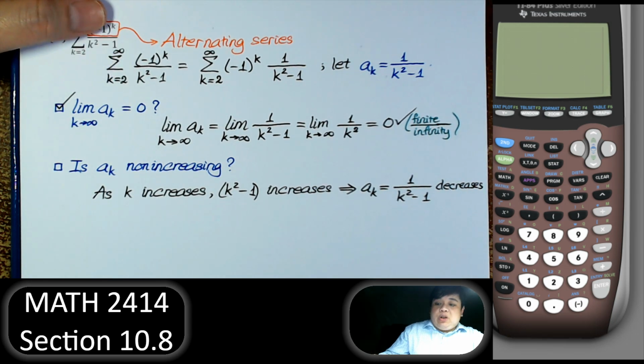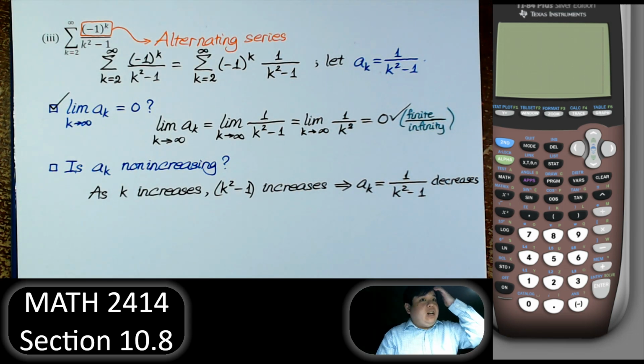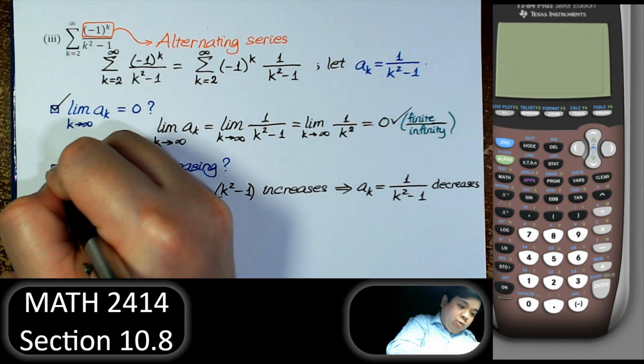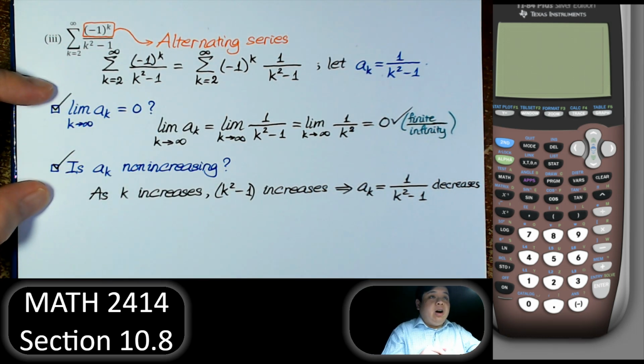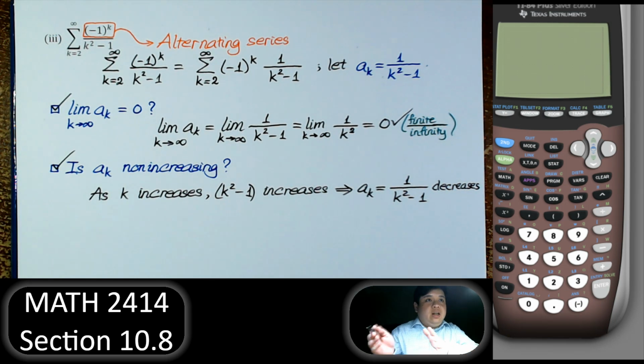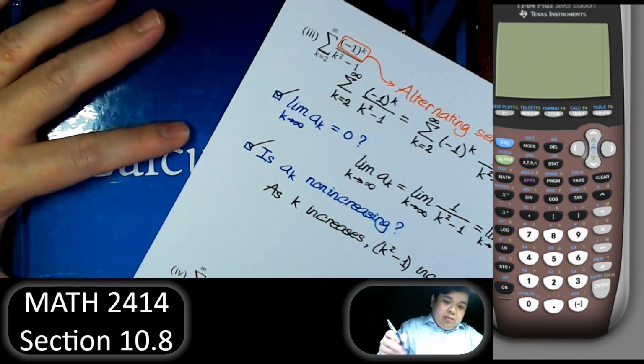So usually we use that. I would prefer to use that instead of the derivative because it's a lot easier to do. So check. Both of these satisfy the alternating series test, so it says that this is convergent.